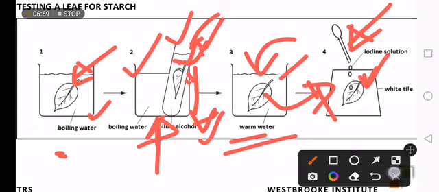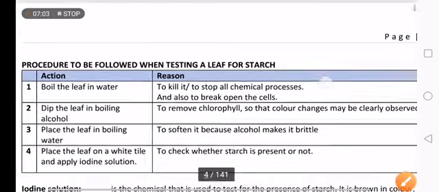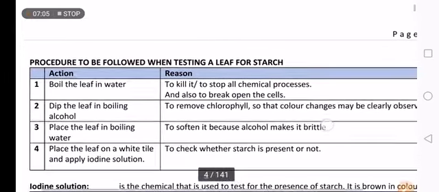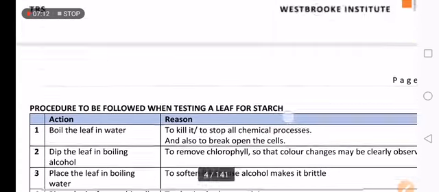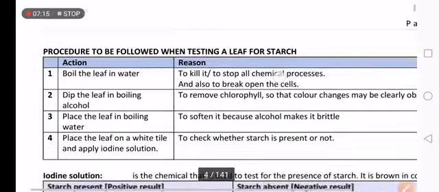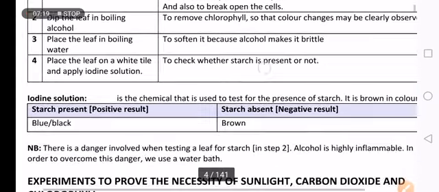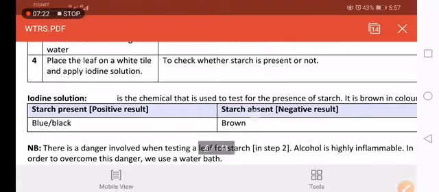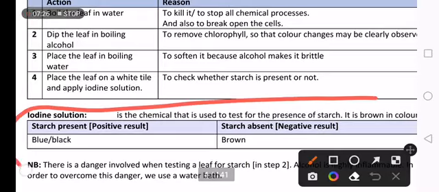Those stages are given here, and you are going to write notes. Use this table: procedures to be followed when testing a leaf for starch. You draw this table, giving the action and the reason. Right after that, you write these notes. Iodine solution is the chemical that is used to test the presence of starch.